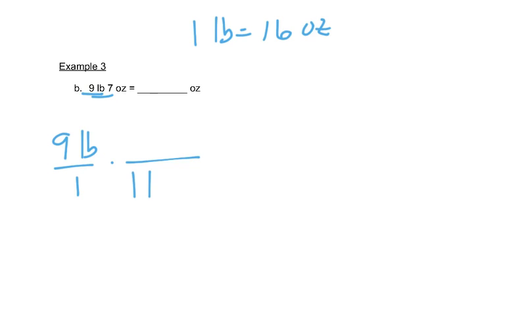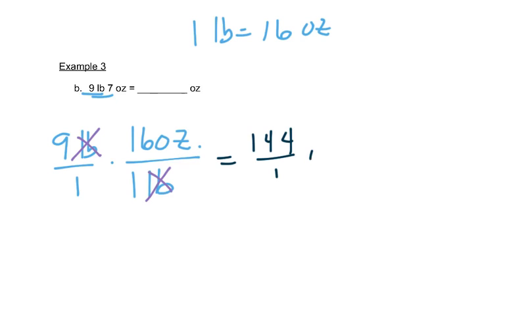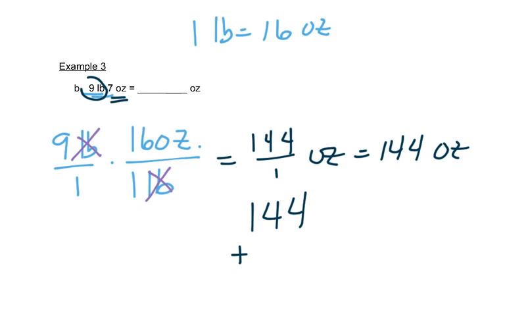So we want the 1 pound to be on the bottom and the 16 ounces to be on the top. So the pound will cancel out. And we take 9 times 16 and we get 144 over 1 ounces, or 144 ounces. Well, that's good for the 9 pounds, but we also had 7 more ounces. So we need to take that 144 and add the 7 more ounces, and we get 151 ounces.